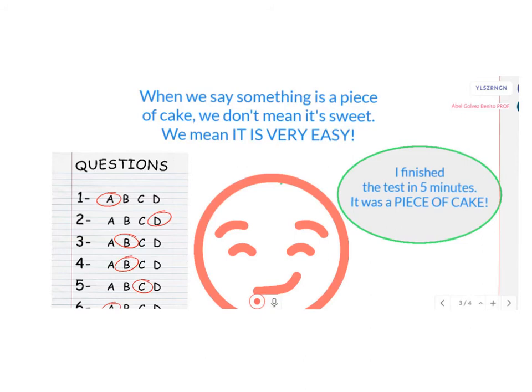When something is a piece of cake, we don't mean it's sweet, we mean it's very easy. We have included 3 images: one of the test, the happy emoji, and then a new example. I finished the test in 5 minutes. It was a piece of cake. So the images, the text, and everything give context for the students to understand what you want to explain.